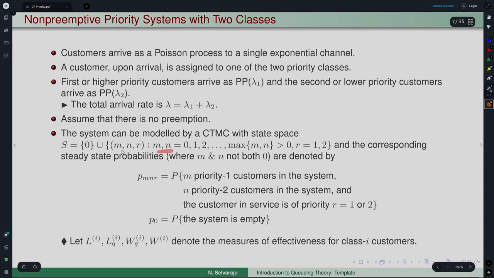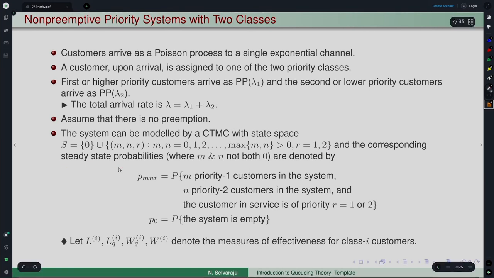So, M and N both cannot be 0. If both are 0, then it boils down to this particular state, where there is no customer, so that is denoted as a separate state. That is why we write the maximum of M and N is strictly greater than 0, so at least 1, whereas M and N can take 0, 1, 2 and so on, and R is either 1 or 2 depending upon whether the customer currently in service is priority 1 or priority 2.